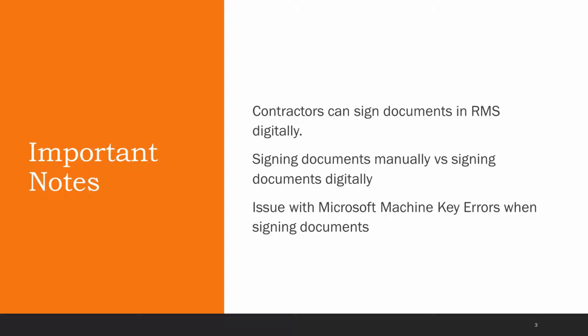If you have an issue or error when signing submittals or reports in RMS, it could be due to your Microsoft Machine Key permissions. As a contractor, it is important to sign submittals using the digital signature because it will allow the government to digitally sign the 4025 on their side. If a contractor signs the document manually and then uploads the document, the government will have to sign it manually. If a contractor signs a document with their digital signature in RMS, the government can also sign it with their digital signature in RMS.